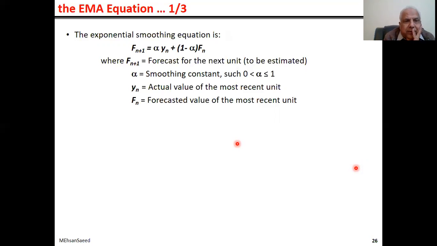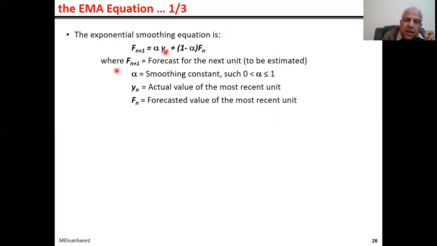The equation is very simple. This is the forecast for the next event. So if 10 events have taken place, this is the forecast for 11. N plus 1, 10 plus 1, 11. What does it say? The forecast for the 11th event is equal to the previous actual, Y stands for actual, and the previous forecast. That is for starters. So we take the previous actual and the previous forecast.